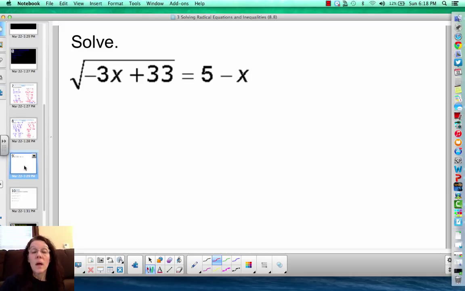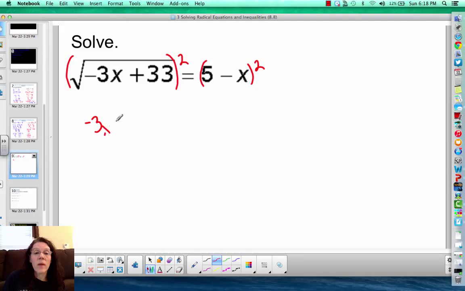All right. We have the square root of negative 3x plus 33 equals 5 minus x. The radical is all by itself over here. So we can just do the next step. It's the square root, so we're going to square both sides. All right. Now, when we square a radical, it simply gets rid of that radical sign.